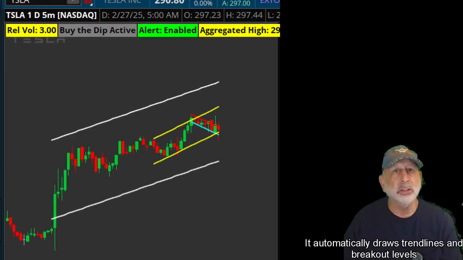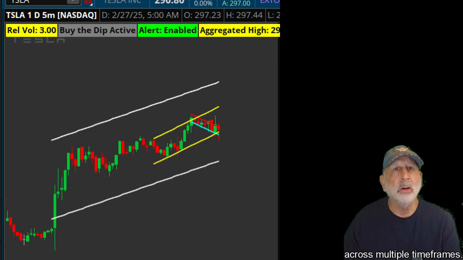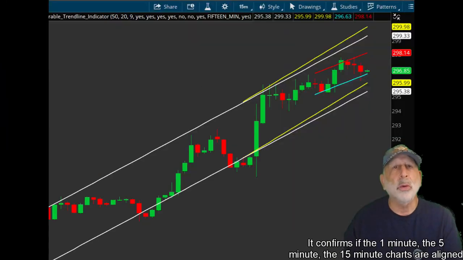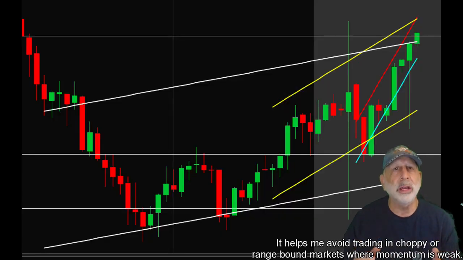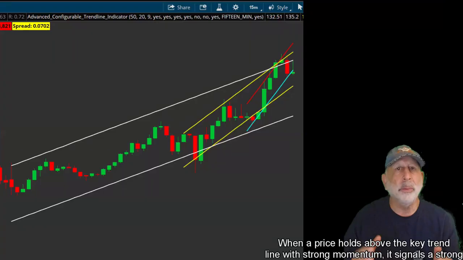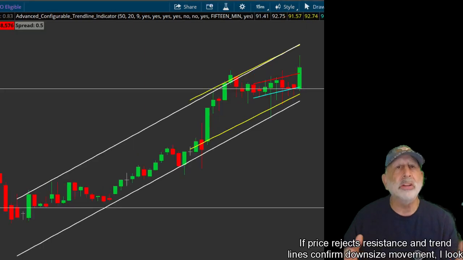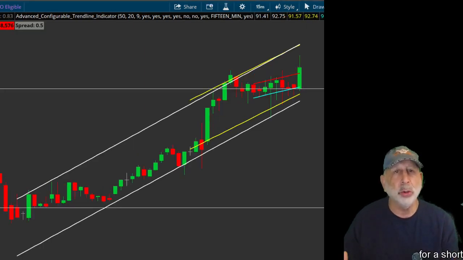It automatically draws trend lines and breakout levels across multiple time frames. It confirms if the 1 minute, the 5 minute, and the 15-minute charts are aligned and in the same direction. It helps me avoid trading in choppy or range-bound markets where momentum is weak. When price holds above the key trend line with strong momentum, it signals a strong long opportunity. If price rejects resistance and trend lines confirm downside movement, I look for a short trade.